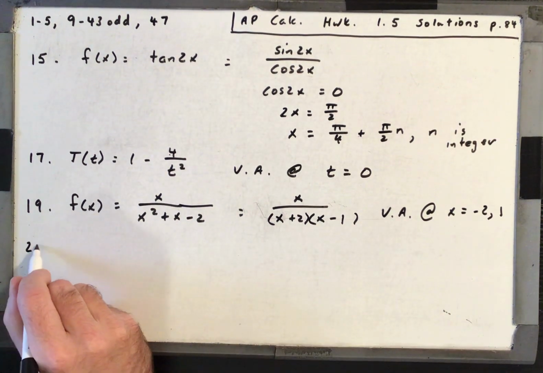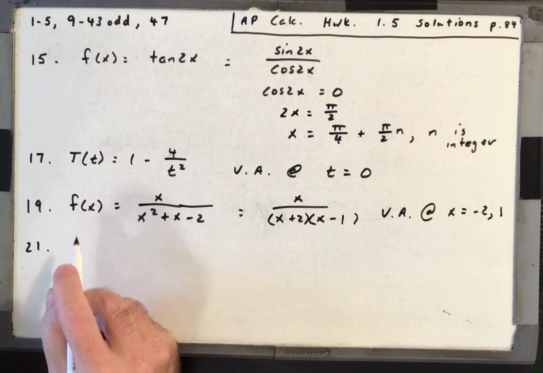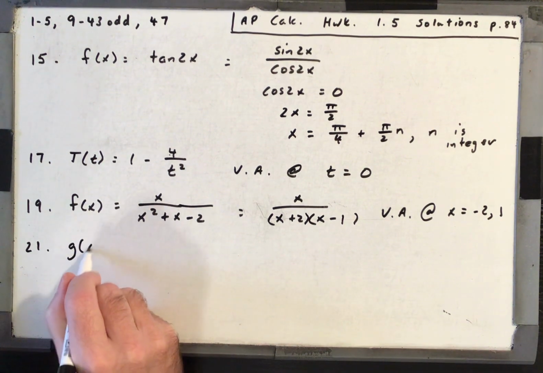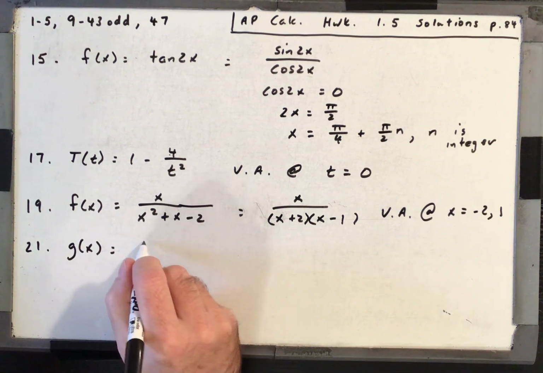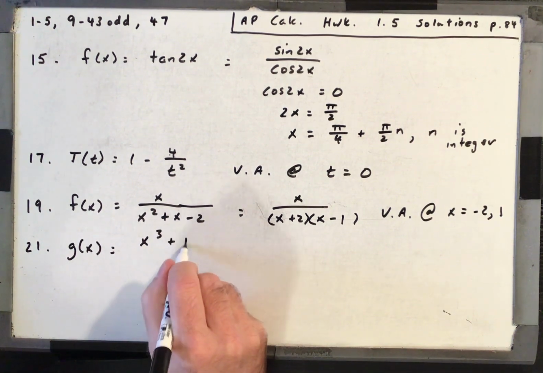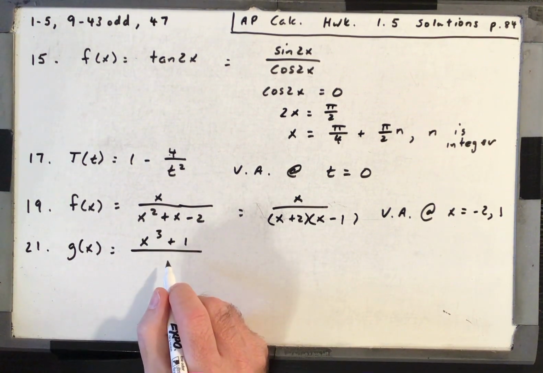All right, 21. We have g of x is equal to x cubed plus 1 over x plus 1.